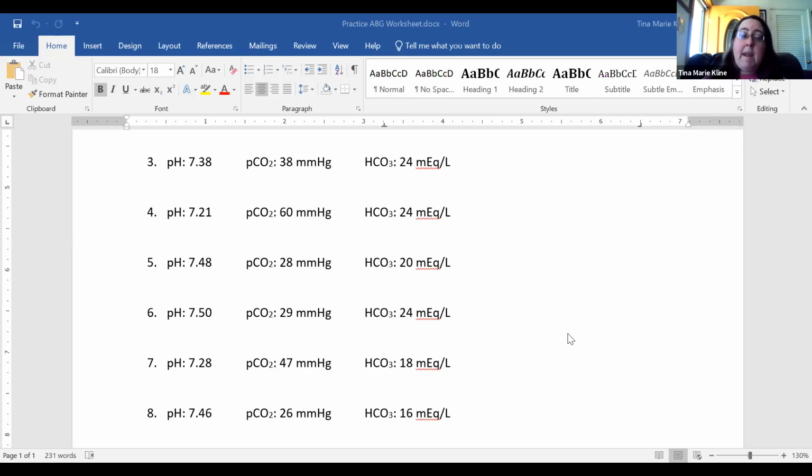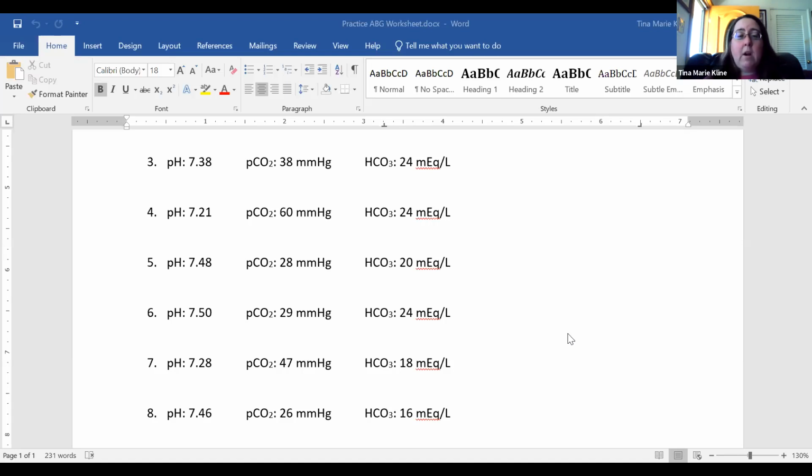Number 8, my pH is 7.26. So that is going towards the acidotic side. My PCO2 is 26, so that's low. That's going towards the alkalotic side. My bicarb is 16, so that's low, and that's moving towards the acidotic side.